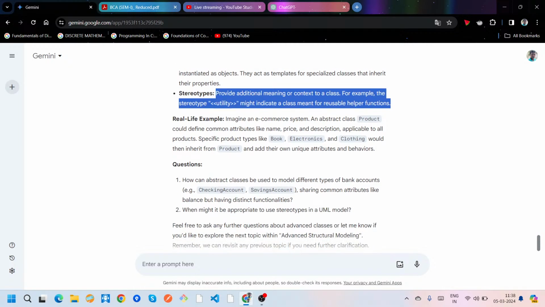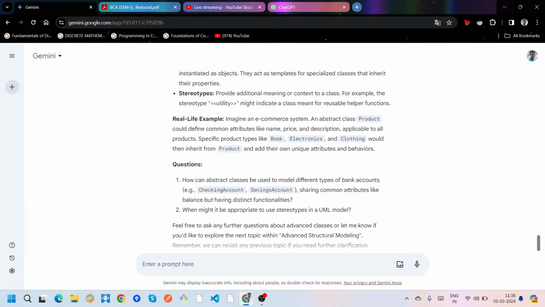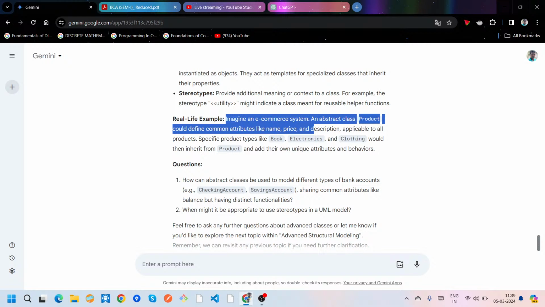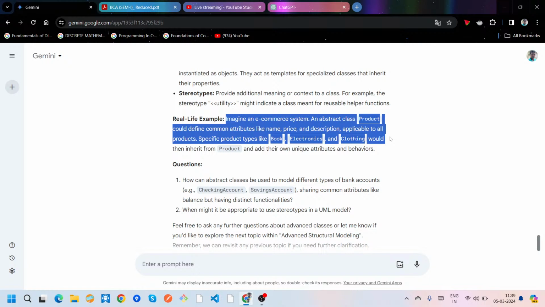Then let's take a real life example. Imagine an e-commerce system. An abstract class Product could define common attributes like name, price, and description, applicable to all products. Specific product types like book, electronics, and clothing would then inherit from Product and add their own unique attributes and behaviors.